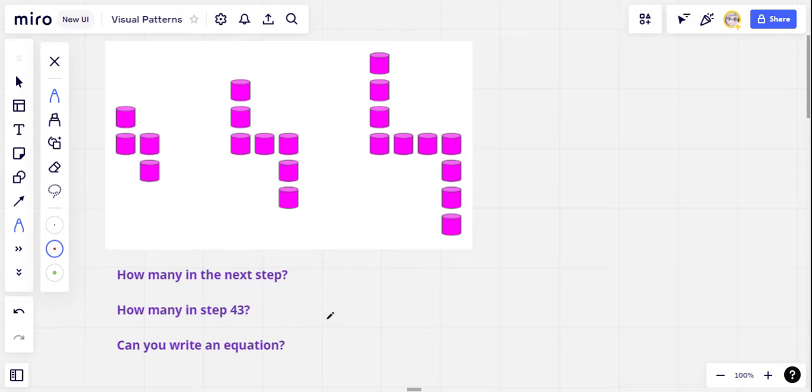Hello everybody, we're back with another visual pattern challenge. So here is our visual pattern. Here's step 1, here's step 2, here's step 3.